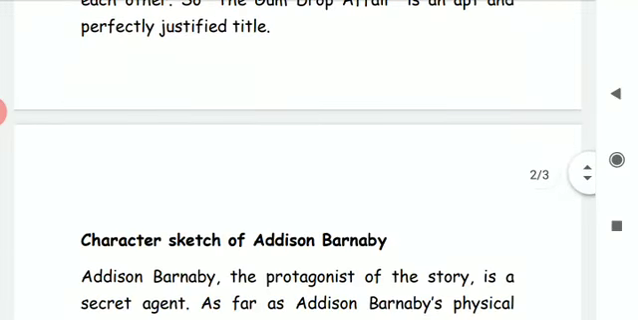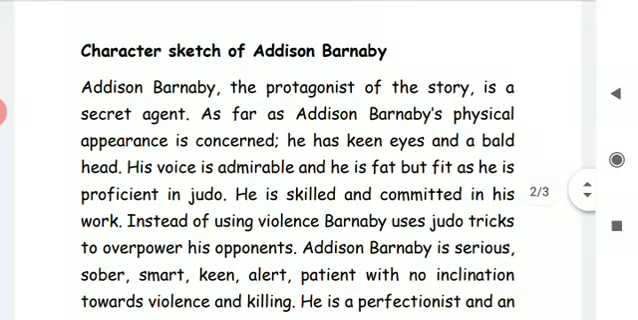Okay, friends, one more issue, and the most important issue, that is the character sketch of Edison Barnby. Friends, as you know, Edison Barnby is the protagonist of the story and at the same time a secret agent. As far as his physical appearance is concerned, he has keen eyes and a bald head, a head without hair. His voice is admirable and he is fat but fit as he is proficient in judo, right?